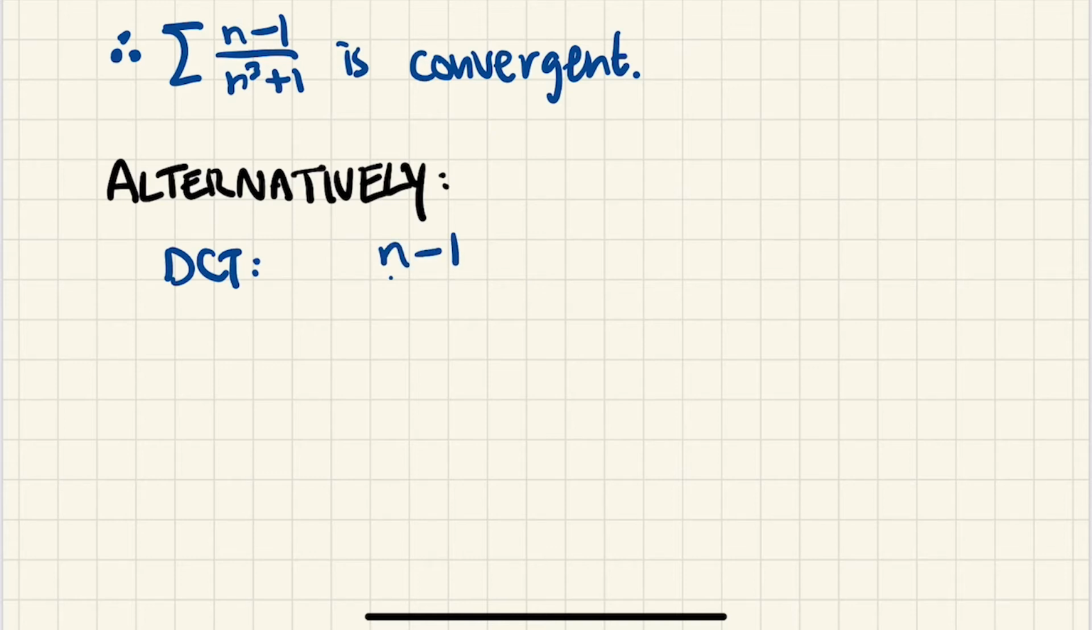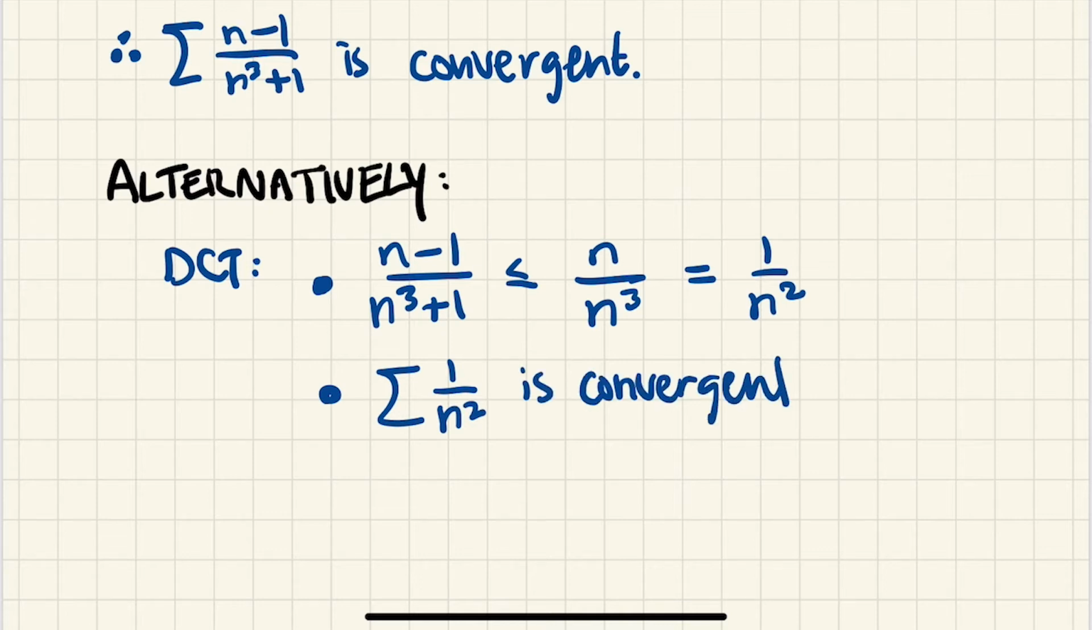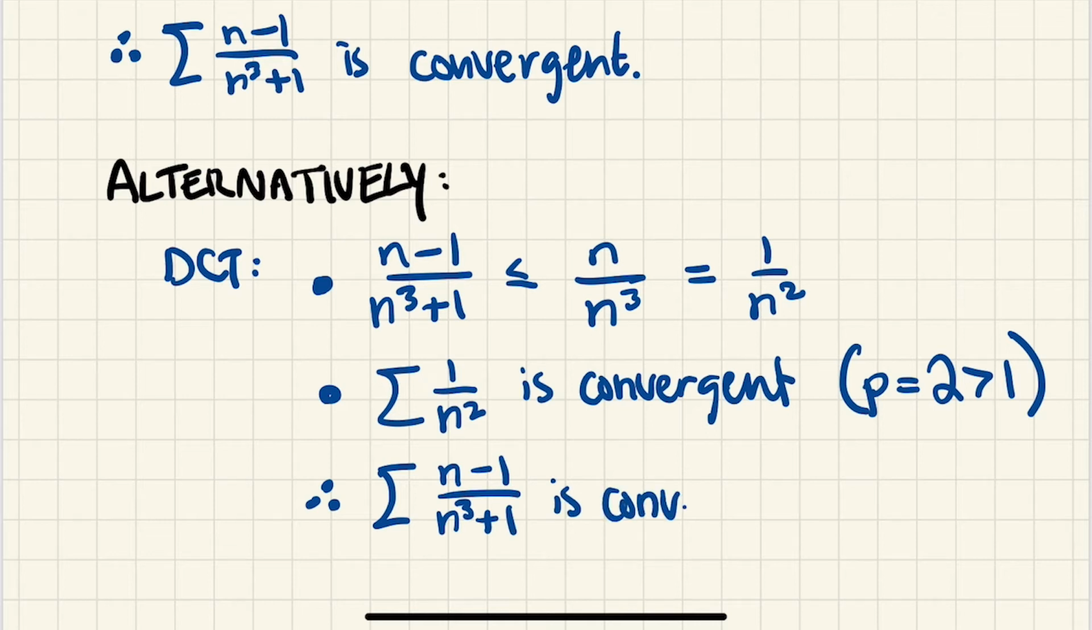So notice that this guy here is less than or equal to n. The numerator is certainly less, and the denominator is greater than n cubed. So overall, we can say this is less than or equal to n over n cubed, which is 1 over n squared. So great. That's the first step of direct comparison, establishing the comparison in the direction that we need. Then we can say this guy is convergent, and we can conclude that this is convergent.